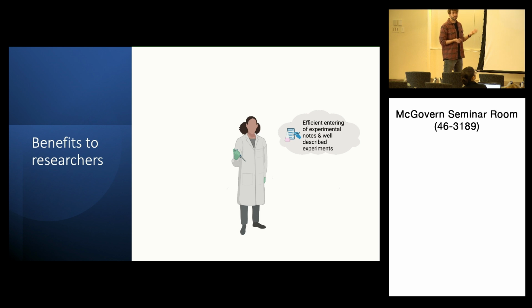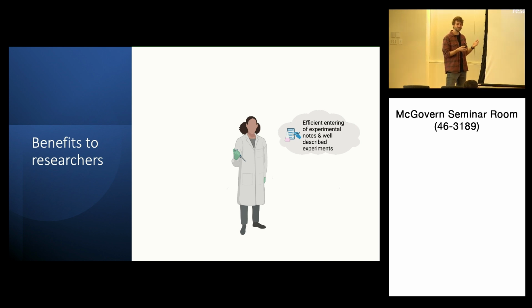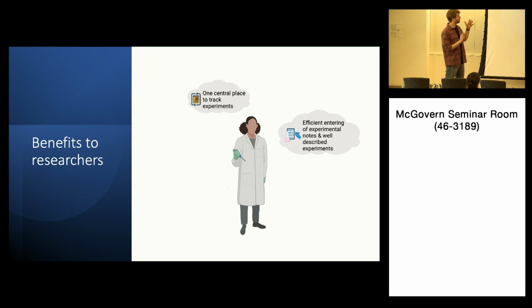So what you get if you use this as an experimenter and as a lab is well-described experimental notes, and it's very easy to enter them. It's, I would say, very fast. It's not as fast as your notebook if you don't enter all the stuff that's really important to keep track of, but we thought a lot about making this fast when entering data. You get one place to track your experiments.